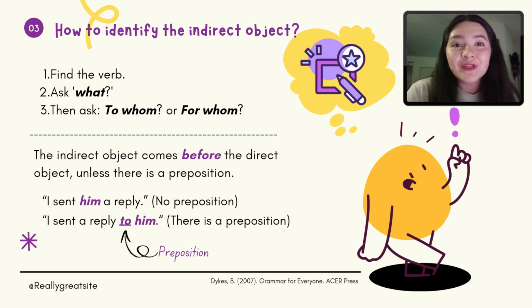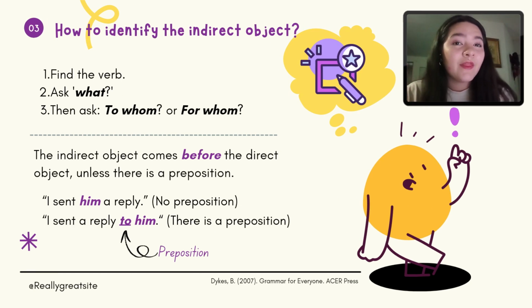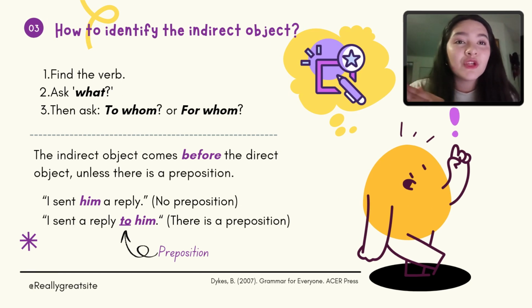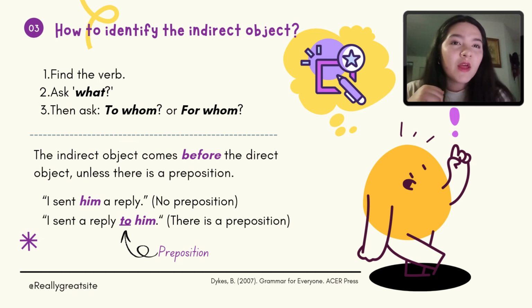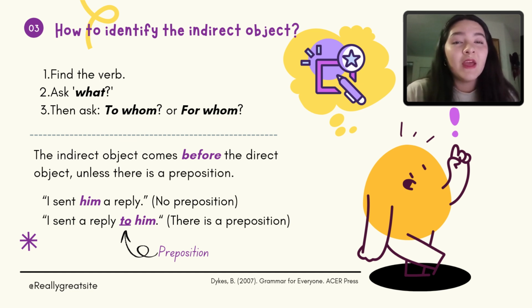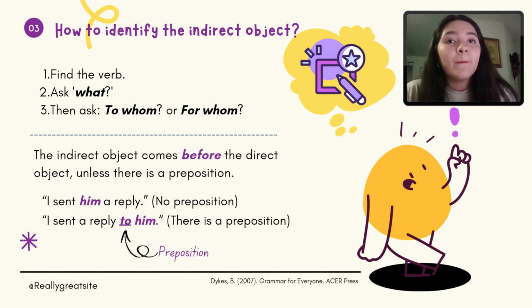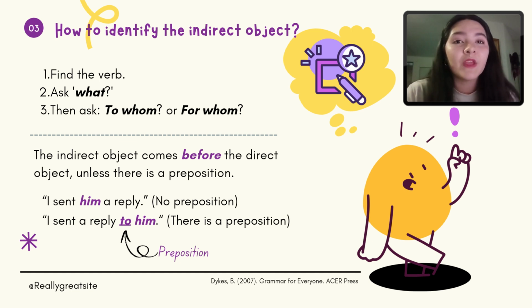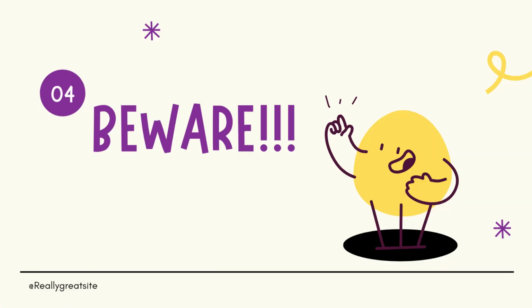Now, it is important to know and remember that the indirect object usually comes before the direct object if there's no preposition. For example, I sent him a reply. Him comes before reply because there's no preposition. But we can also say, I sent a reply to him. To being the preposition.